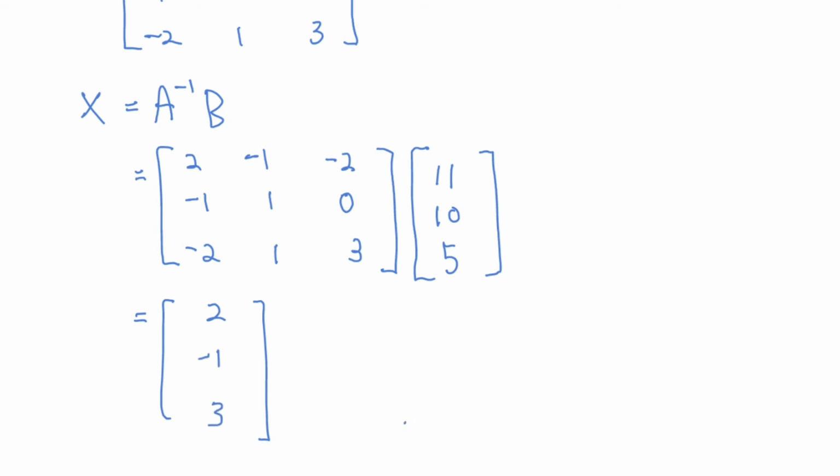Then don't forget the conclusion. So here X will be 2, the value of Y will be negative 1, and the value of Z is 3. That's how you solve a system of linear equations for 3 unknowns. Do you understand, everyone?